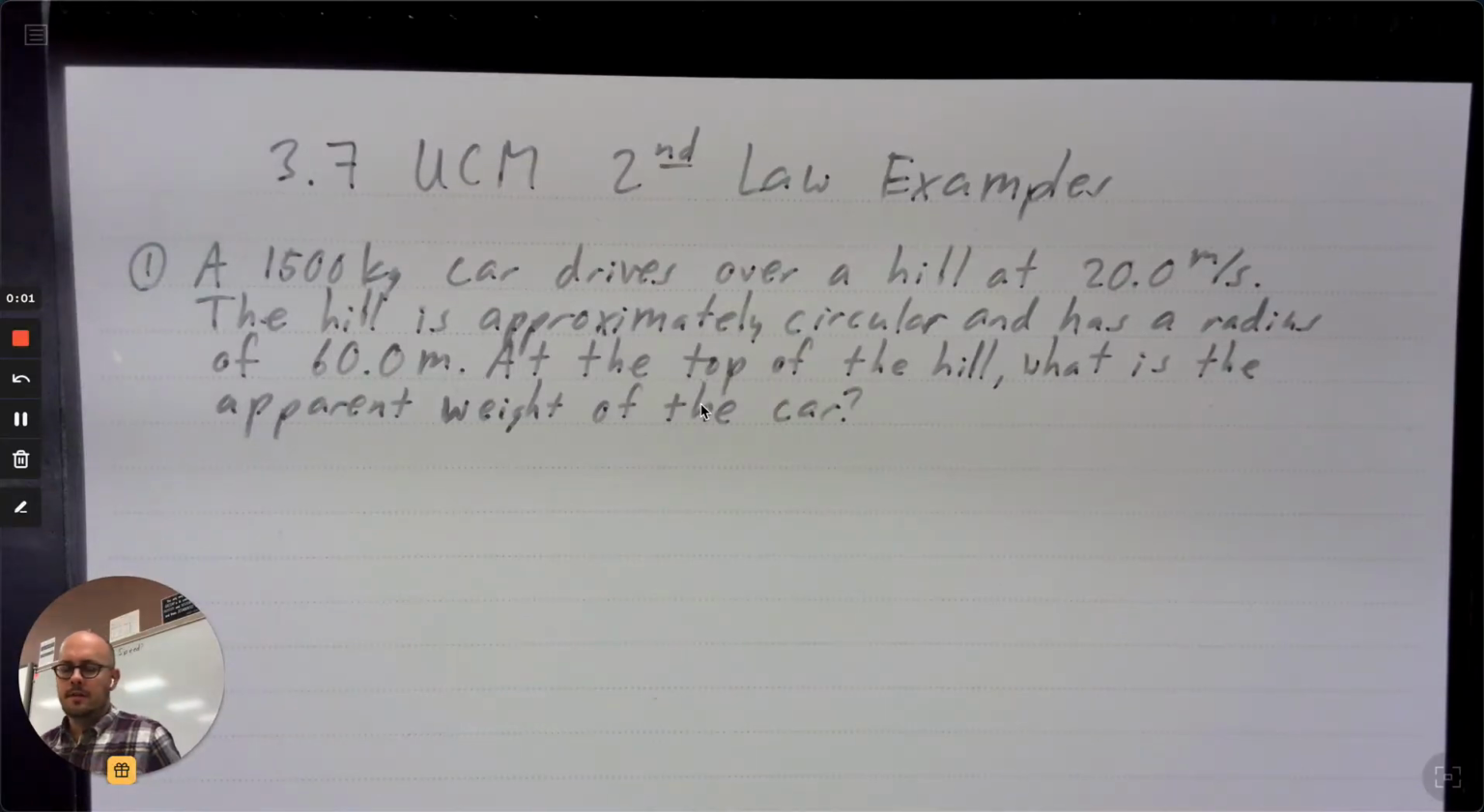Hey folks, this video is going to be probably kind of long because I'm going through three examples of Newton's second law for circular motion. So on Edpuzzle, you're going to have the ability to skip and basically tell me when you're done with it. So there's three examples of using Newton's second law for circular motion.